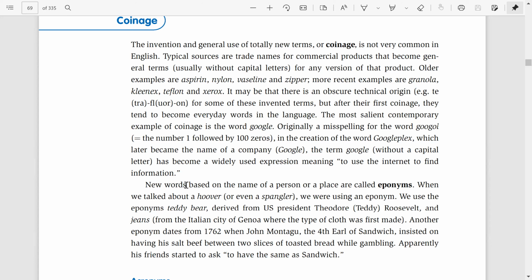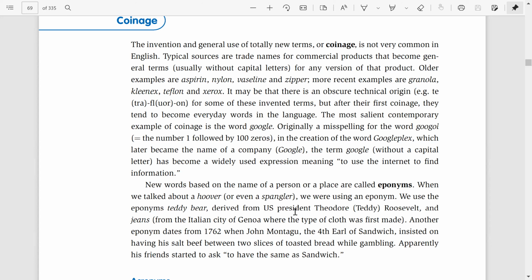And new words based on the name of a person or a place are called eponyms. When we base new words on the name of a person or a place, it is known as an eponym. For example, Hoover, which you discussed in the previous word formation process, Hoover or Spangler. These are based on the names of some persons. They are coinage, and they are also known as eponyms. Why? Because these words are based on the names of persons or places.